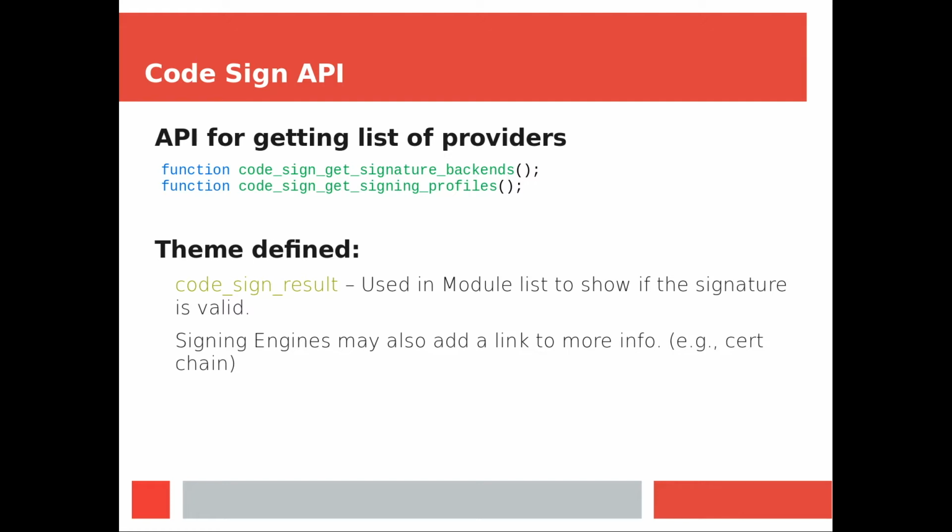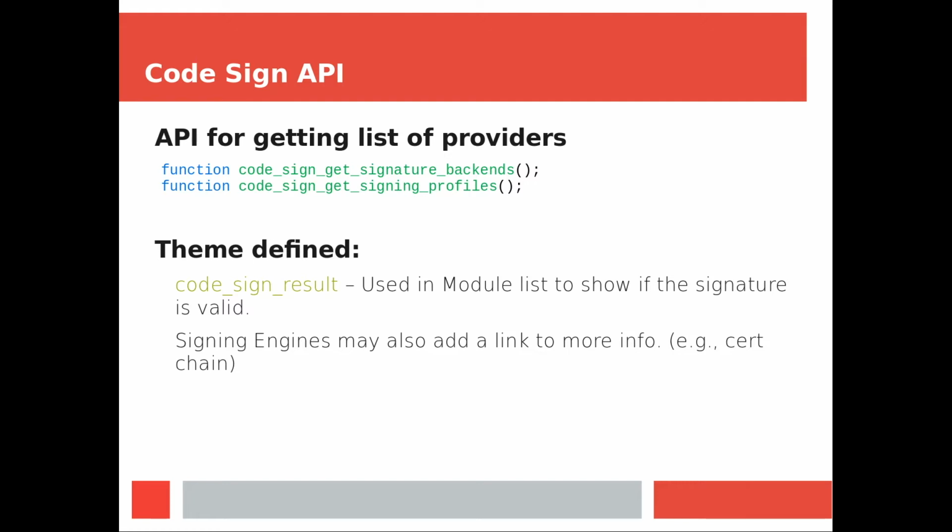There's two other functions in there: a CodeSign get signature backends, which just lists all the engines that are currently installed, and the signing profiles, which gives a full list of all the profiles that are on the system. There's a theme that's defined. There's probably going to be a couple more as well.